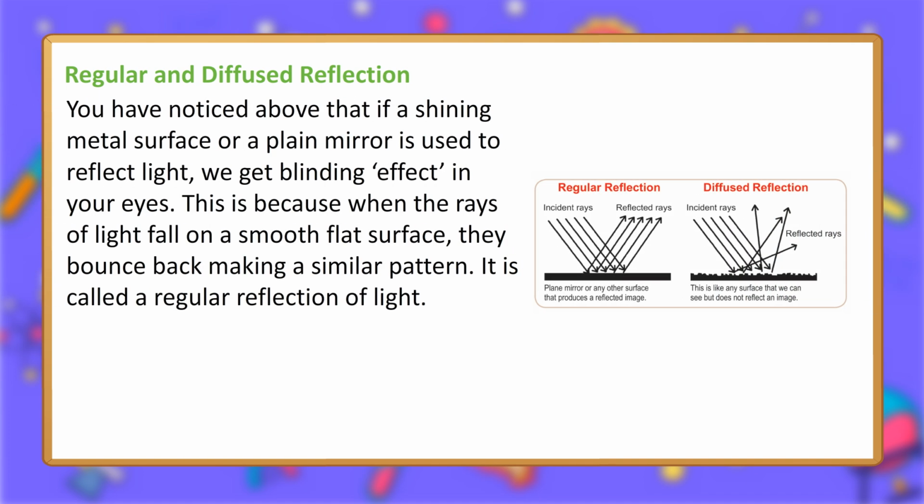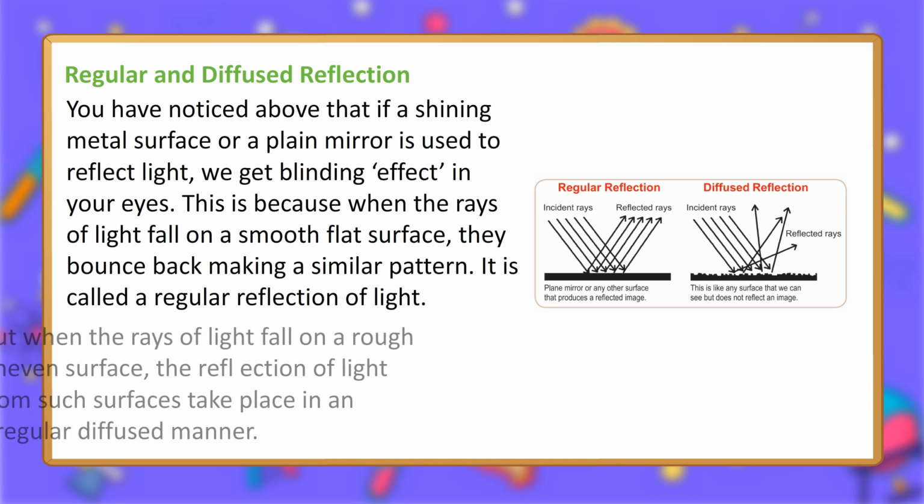You have noticed above that if a shining metal surface or a plane mirror is used to reflect light, we get a blinding effect in our eyes. This is because when the rays of light fall on a smooth flat surface, they bounce back making a similar pattern. It is called a regular reflection of light.